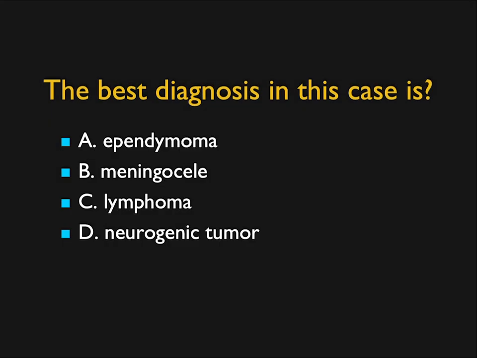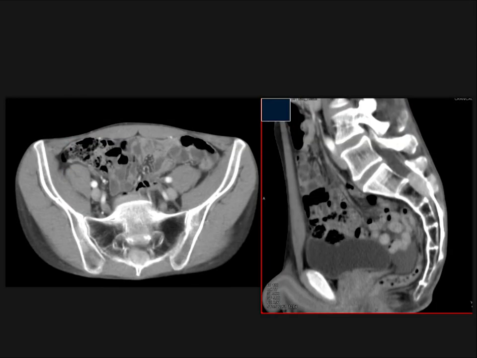This is a great case, and it's very subtle. And what's the best diagnosis? So what are we looking at? If you look at about the S2 level on the axial, there's a soft tissue mass present, which is better seen on the sagittal view, which is literally in the cord, but the cord doesn't extend that low, obviously. So what could this be?